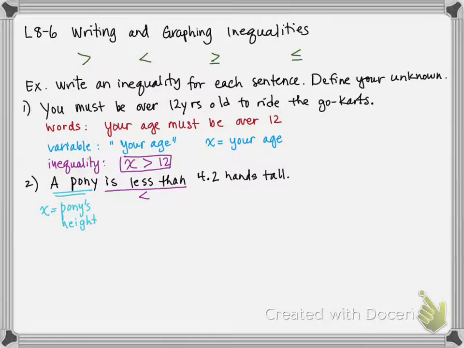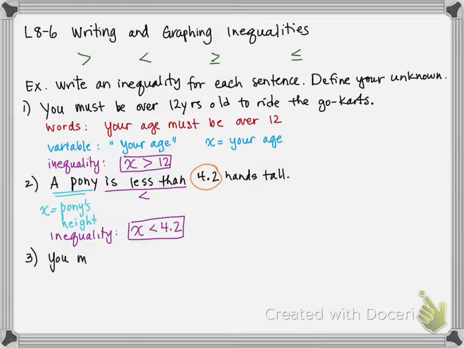And then we're going to grab a number. Okay, so put it all together, and we have the inequality. That's going to be the pony's height is less than 4.2. So we really take our inequality down to the basics. We take it down to our unknown, then the relationship between the unknown and a number, and then obviously the number. All right, let's do one more.